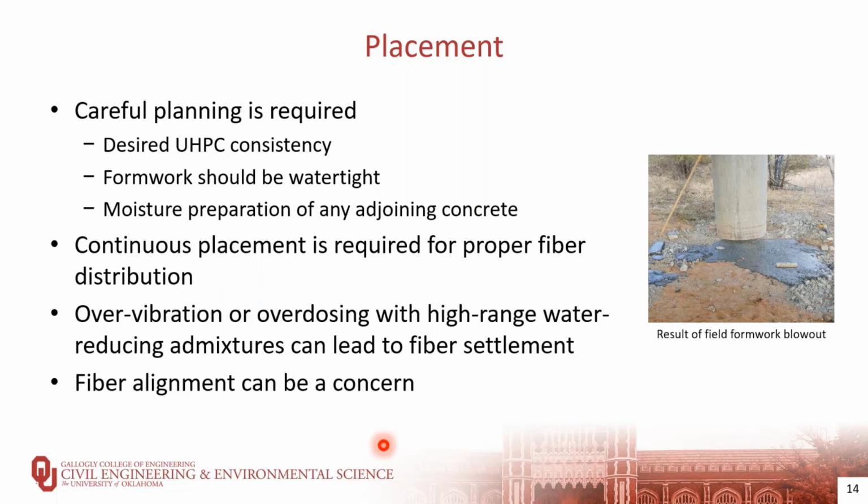We also need adequate moisture preparation for any adjoining concrete to ensure proper bond between the UHPC and the adjacent concrete. We need a continuous placement to ensure proper fiber distribution, so placing the fresh UHPC into fresh UHPC. And then over vibration or overdosing with the high range water reducer can lead to fiber settlement within the mix and not getting the proper distribution within the finished product. And then consideration of placement methods are important to prevent fiber alignment or to get the fiber alignment that's desired.